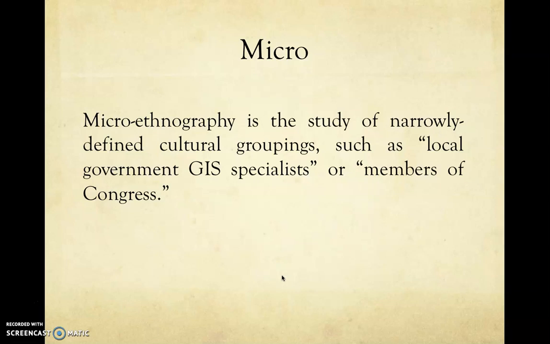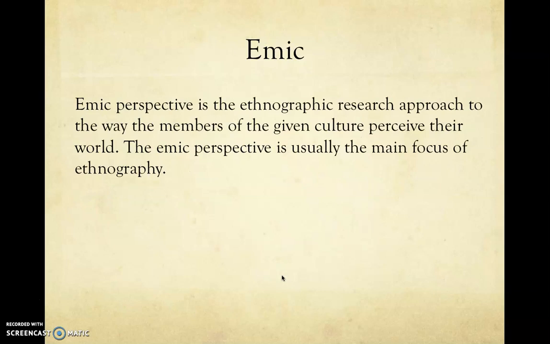Here she can take some members of the local government or some members of some particular party, right? In this case, the data is narrow, from which she can gather the information. He or she can gather the information from the narrow culture, narrow community. Emic perspective is the ethnographic research approach to the way the members of the given culture perceive their world. How the members perceive their world in that type of research. The emic perspective is usually the main focus of the ethnography.